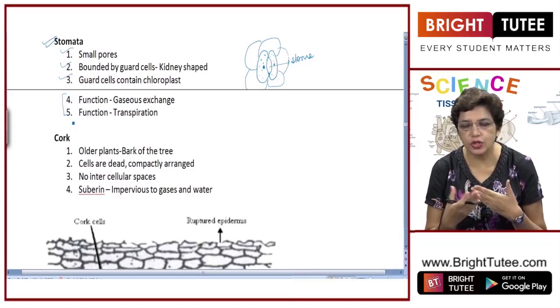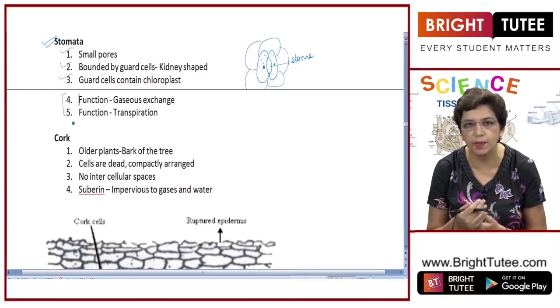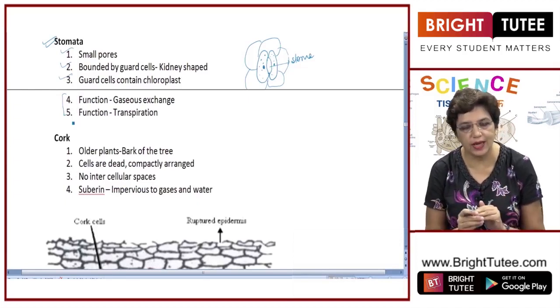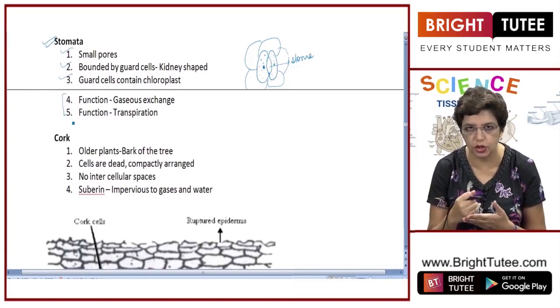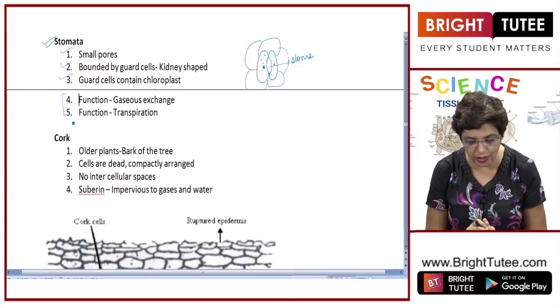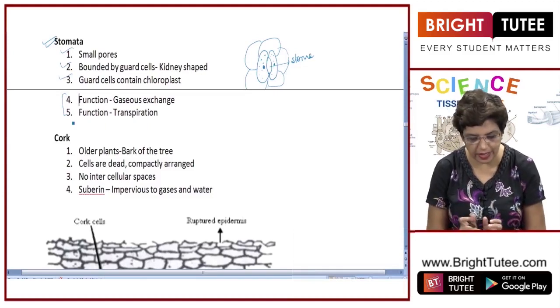During photosynthesis, plants need carbon dioxide and oxygen is released as a byproduct. And during night, what happens? Only respiration is taking place, so plants take in oxygen. Whenever gaseous exchange takes place, it takes place through these stomata in the leaves.